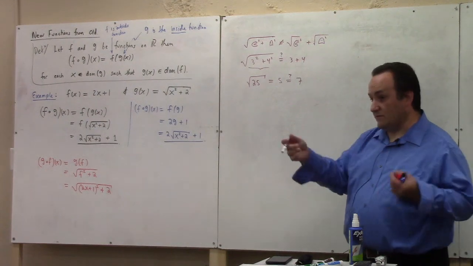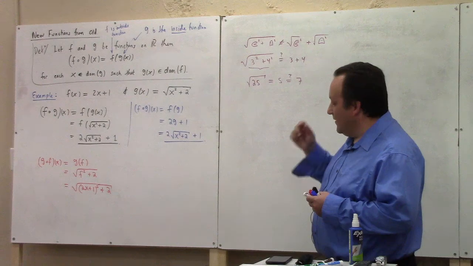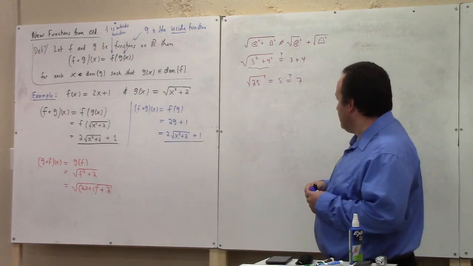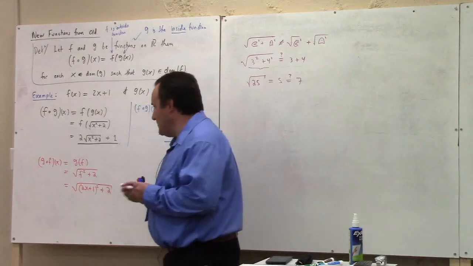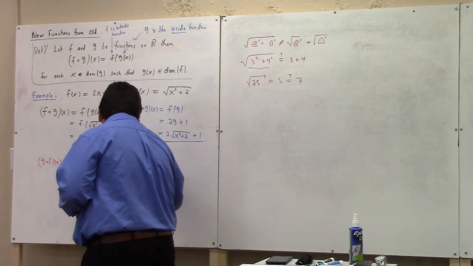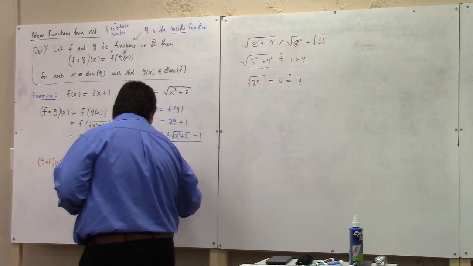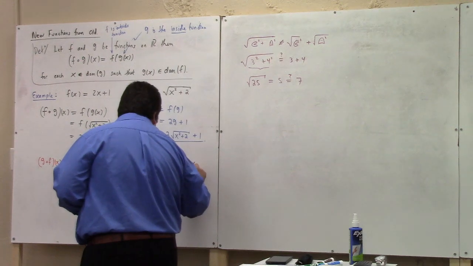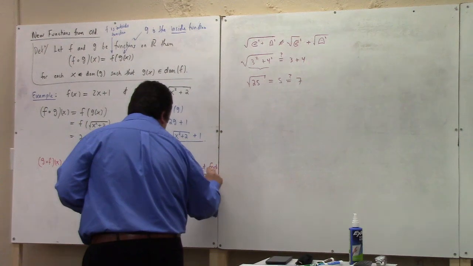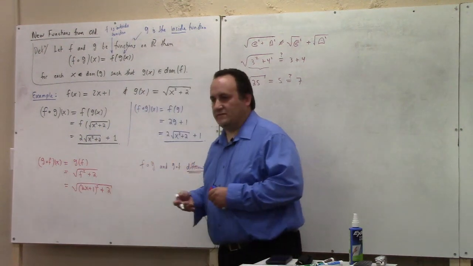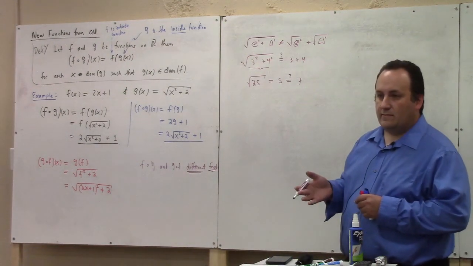We cannot break square roots over sums. I wish it worked that way, but it does not. So these are not the same formulas. Generally speaking, f composed with g and g composed with f are different functions. Usually they're different functions. You could look at some pathological cases where they'd be the same, but typically they're different. Now, what about the product?